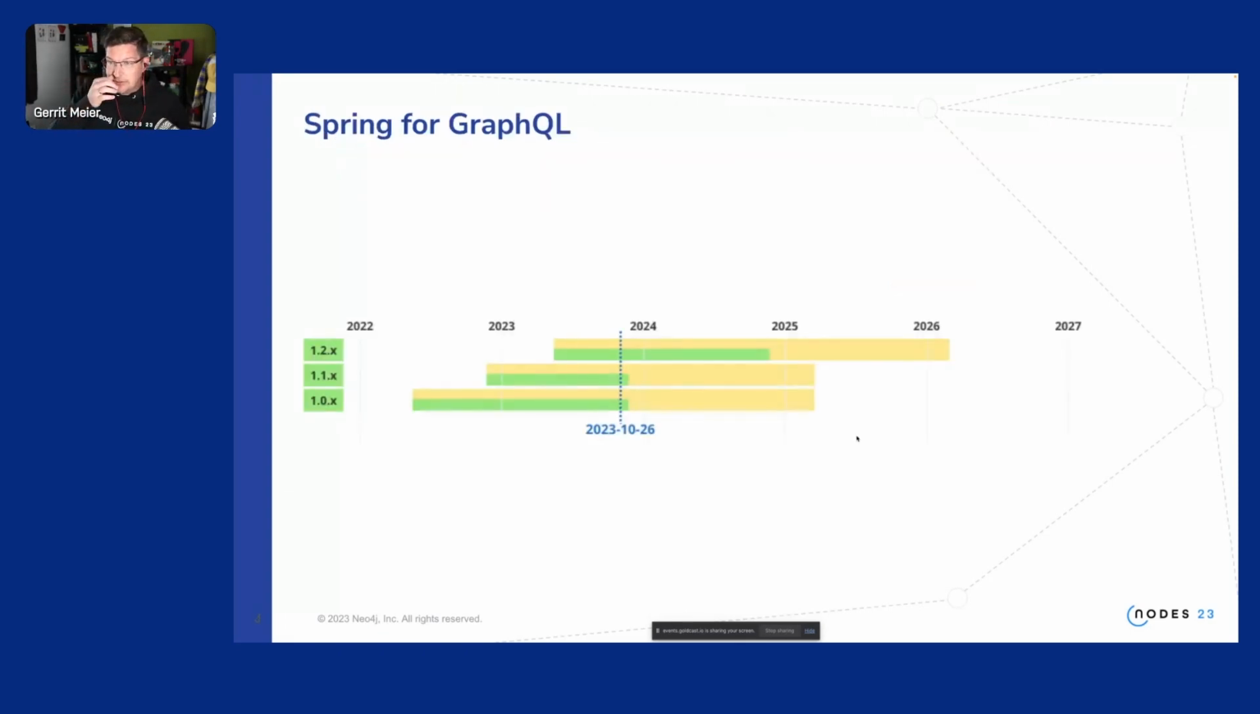Just in a few slides, what is Spring for GraphQL? It's in Spring terms a pretty young project. So you can see it in the timeline. The first major version came out just in the middle of last year. We are still in this 1.x version phase. The library is created by VMware.